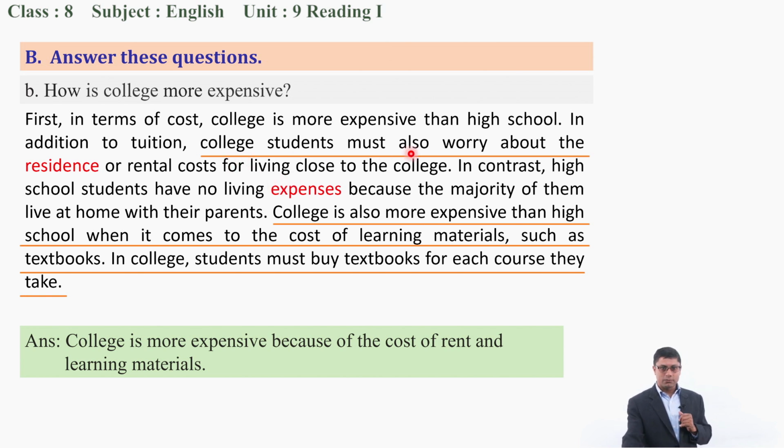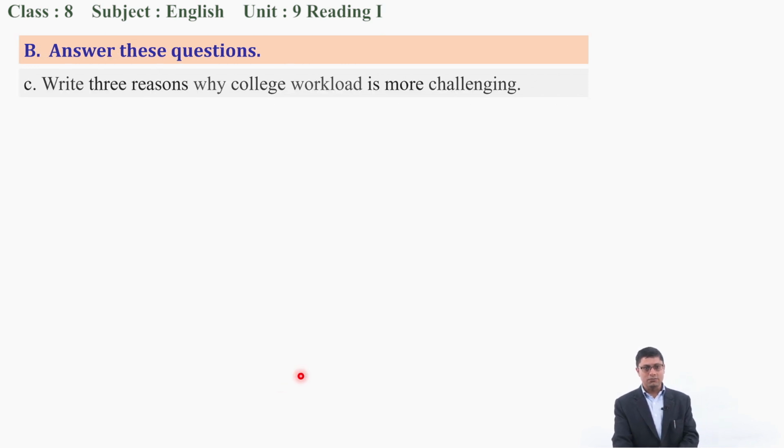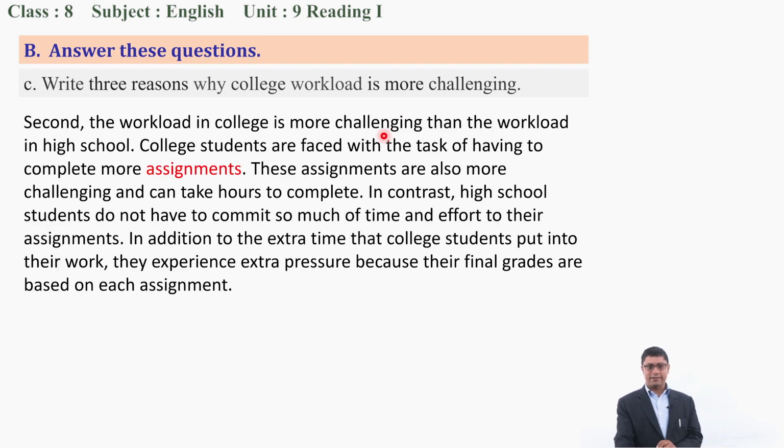You see there, one is college students must worry about the residence or rental costs. Another is they need to buy learning materials. So we can say that college is more expensive because of the cost of rent and learning materials. Is your answer similar to this? Okay, that's good. Now third one. Write 3 reasons why college workload is more challenging. 3 reasons you need to find. Do you know where you can find these reasons? Exactly, you can find them in this paragraph. Can you locate?